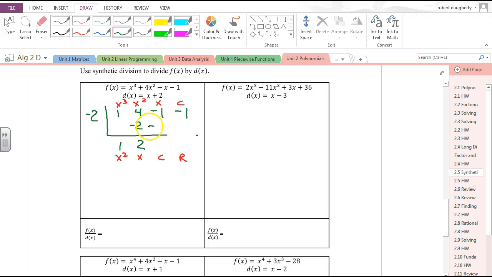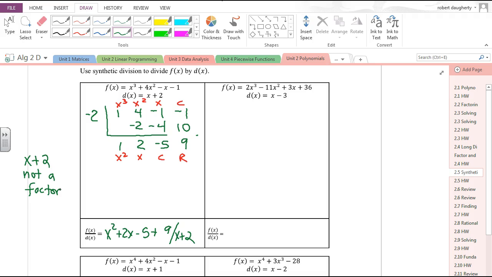Negative 2 times 2 is negative 4, right? You add those and you get what? Negative 5. Multiply these numbers and you get 10. 10 minus 1 is 9, okay? You didn't change the fact that it's a factor or not. So now the answer is what? X squared plus 2x minus 5 plus 9 over x plus 2, okay? So x plus 2 is not a factor. How do I know it's not a factor? My remainder was not 0, okay?